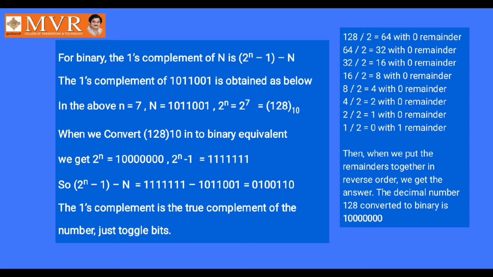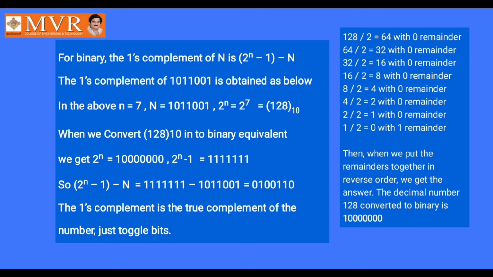So you take 1011001 as the original number. How many digits are there in that? 7 digits are there. So small n value is 7 here, and capital N is 1011001. 2 power n we need to calculate. So 2 power 7. What is 2 power 7? It is 128. But is 128 a binary number? No, there is no binary value like 128.